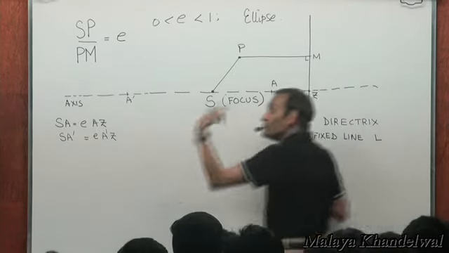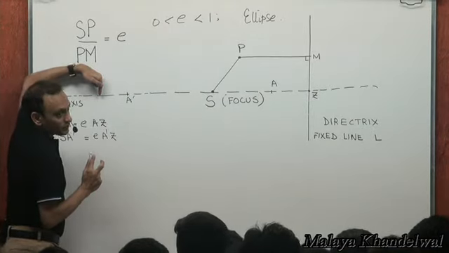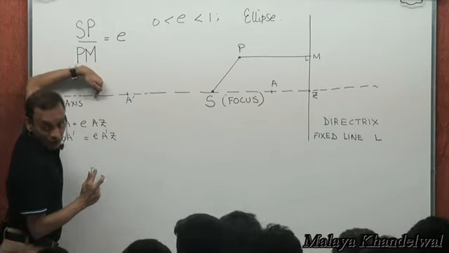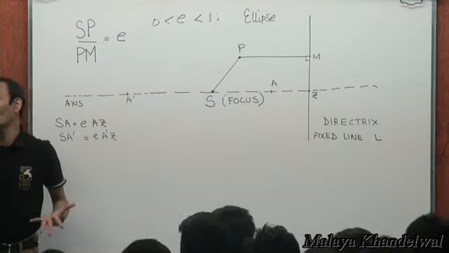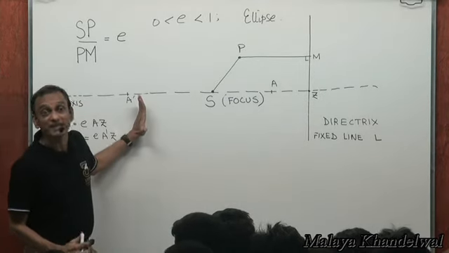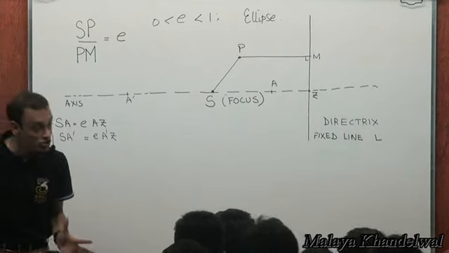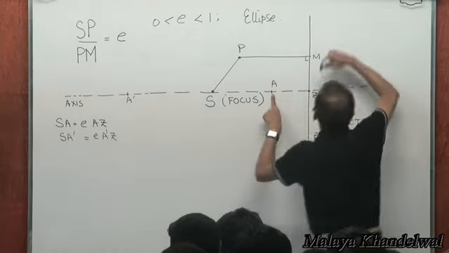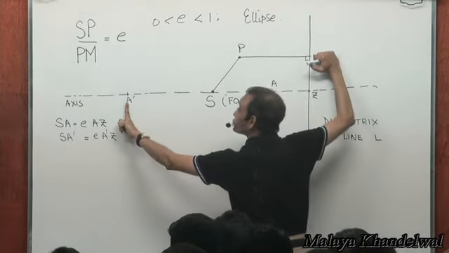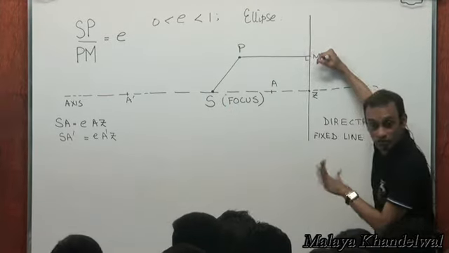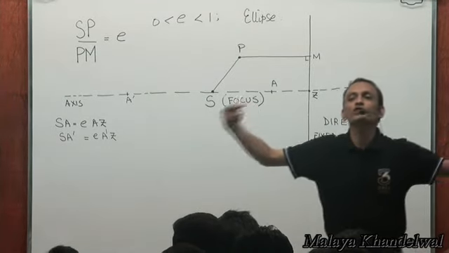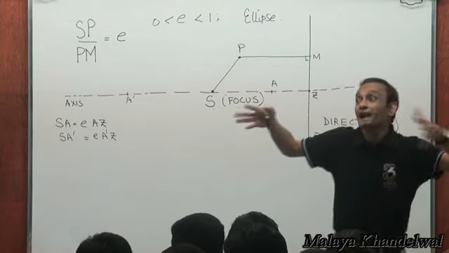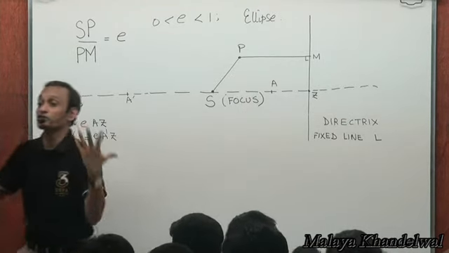Yes or no? Similarly, can you have a point to the left of A prime? You cannot have a point to the left of A prime on the ellipse, because again it will disturb the ratio. It will no longer be maintained E. That means this is the leftmost extremity of the ellipse, right? This is a point on the axis closest to this directrix. This is a point on the axis farthest from the directrix. These are the two extremes within which the ellipse is confined.